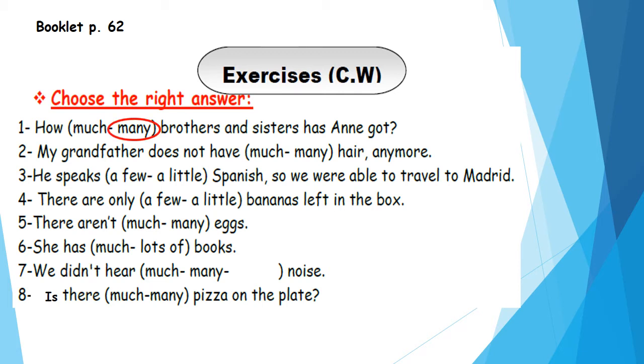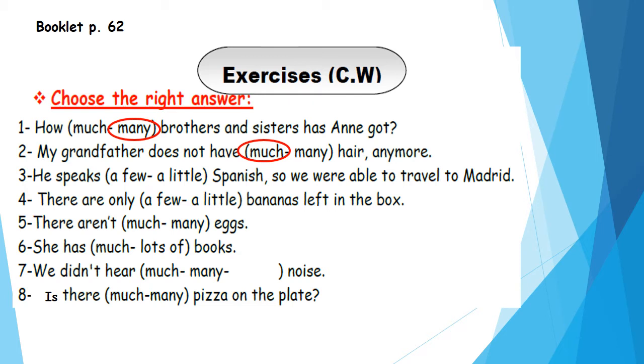Super, many. Number 2. My grandfather does not have many hair anymore. Yes, we use much for uncountable nouns and many for plural countable nouns. Here the noun hair is countable or uncountable? Yes, it is uncountable. We can't count hair. Okay? And it has no plural form, so we'll use what? Super, much.